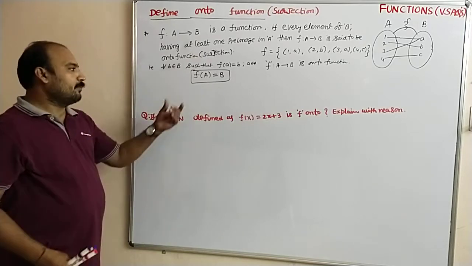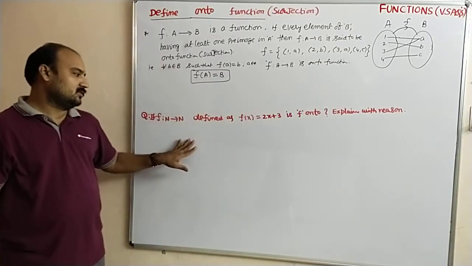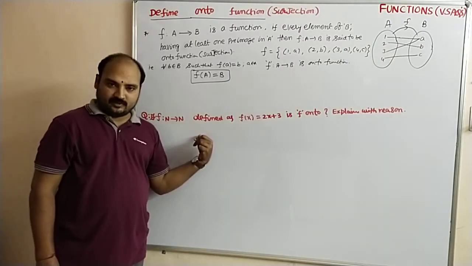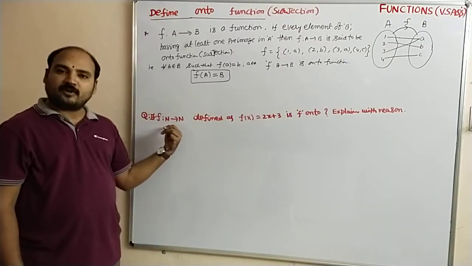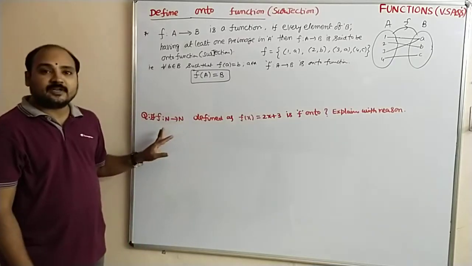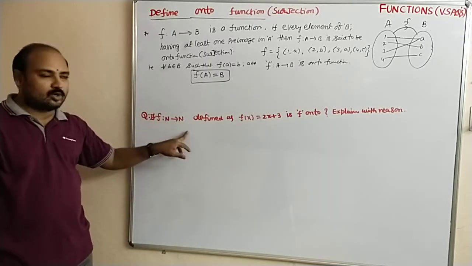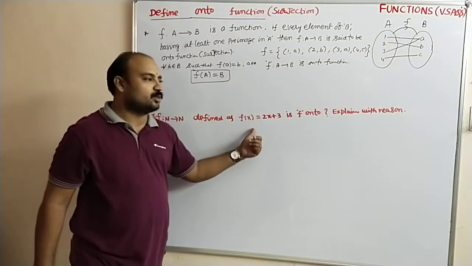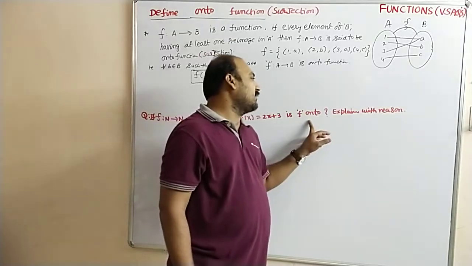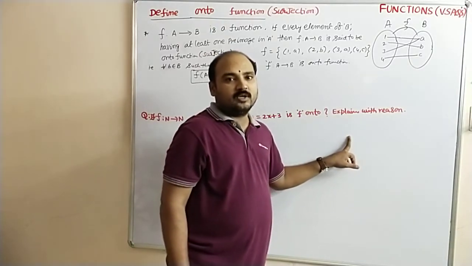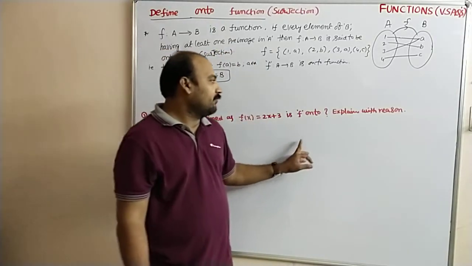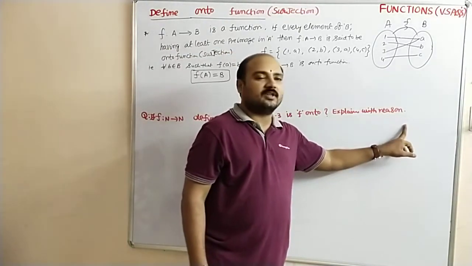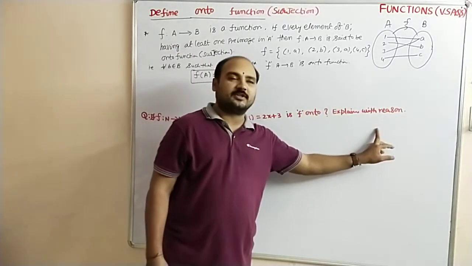Now, based on this, we will take one example. If f is defined from N to N, where N means natural numbers, both domain and codomain are natural numbers, defined as f(x) = 2x + 3, is f onto? They are questioning whether the function is onto. If it is onto, give the explanation with the reason. If it is not onto, give the explanation.